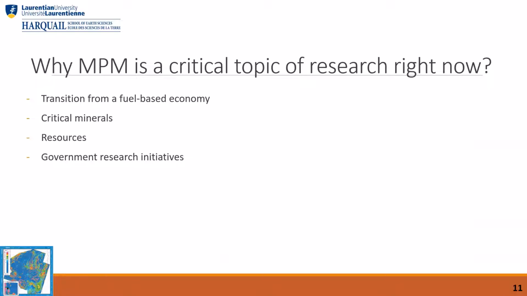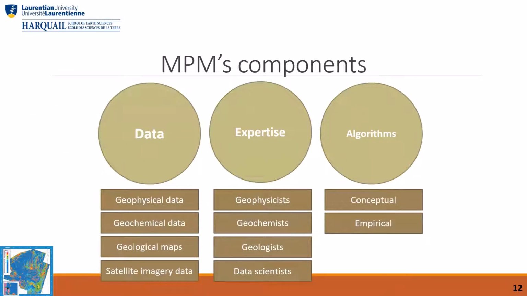And MPM, or mineral potential mapping, is really critical right now because we know for sure that we need resources of critical minerals, critical metals, and also precious metals. For these, what we have to do is really do some mineral potential mapping. It can be really helpful because, as I mentioned, it can help reduce the risk of mineral exploration. So this is what I think.